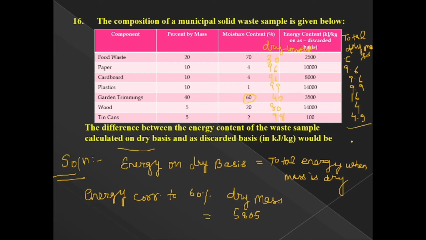Now this total value is equal to 60. So total energy as discarded, how is it calculated? Percentage by mass multiplied by energy content discarded, 20 into 2500 divided by 100. So we can easily calculate the value of the total energy as discarded.